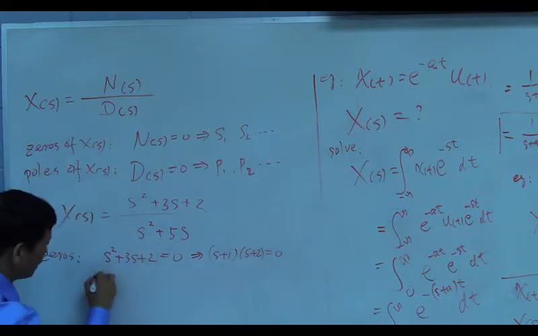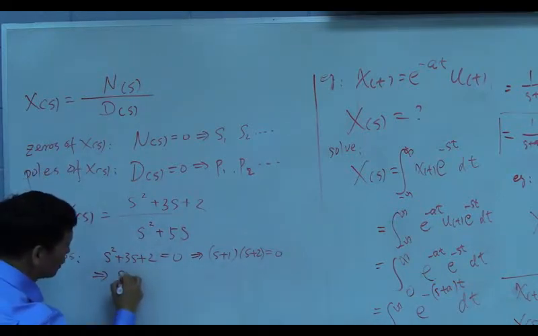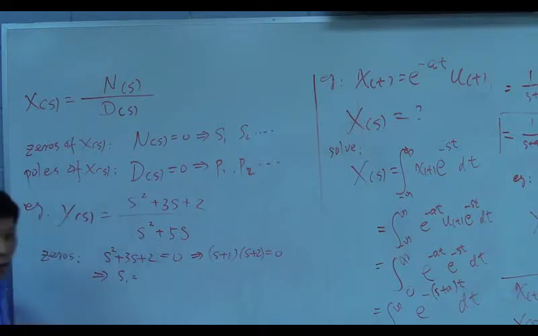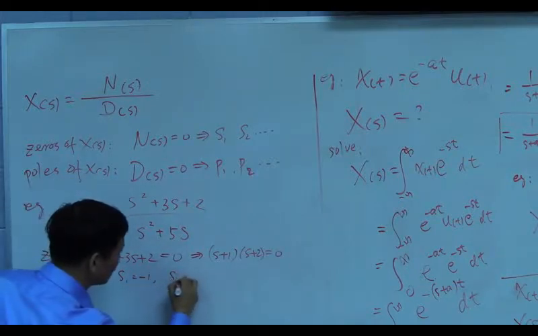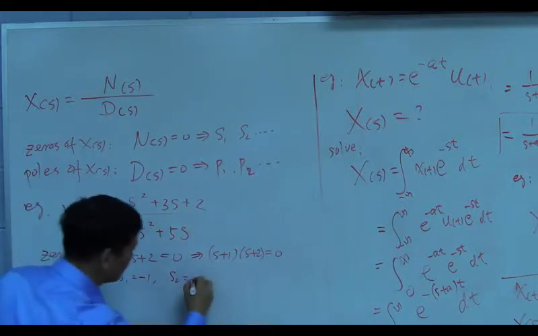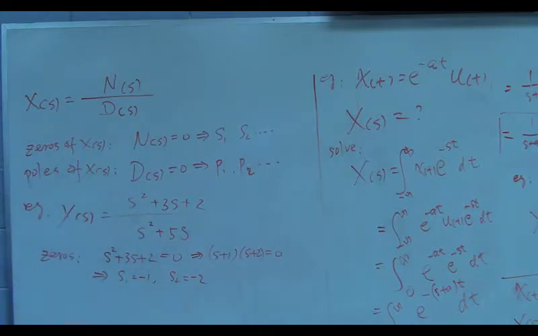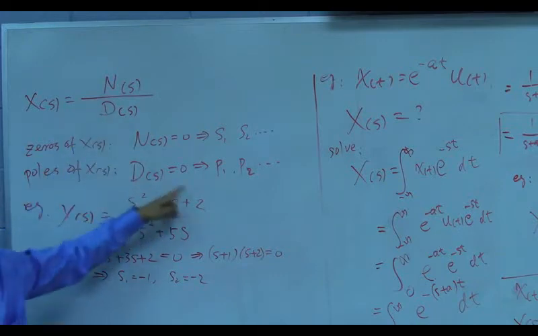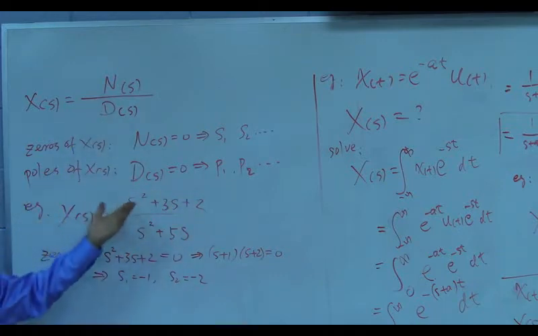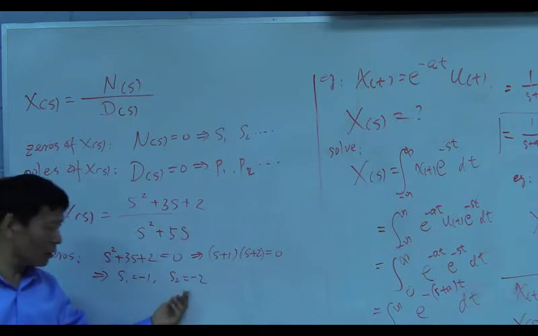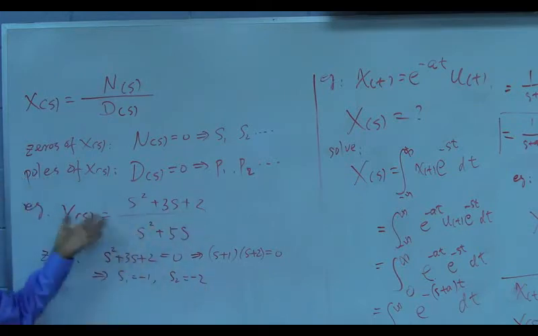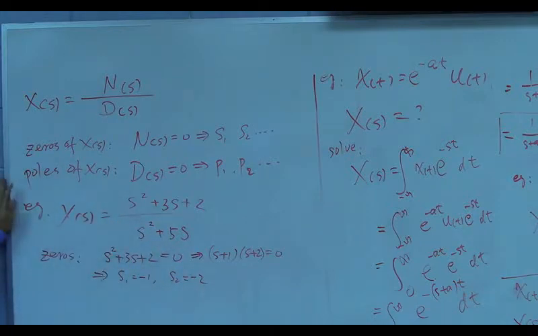So that means the zeros: s1 equals -1, and s2 equals -2. So I have 2 zeros. What does that mean? If you plug s equals -1 in here, you make this one equal to 0. And if you plug s equals -2 in here, this one also equals 0. So that's why both are called zeros of the Laplace transform.